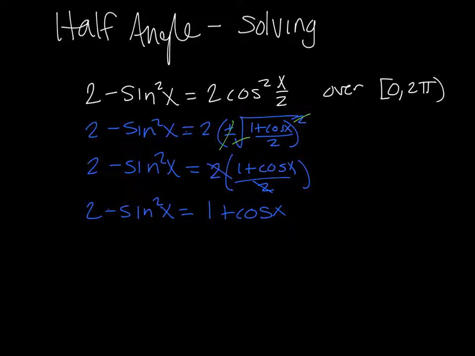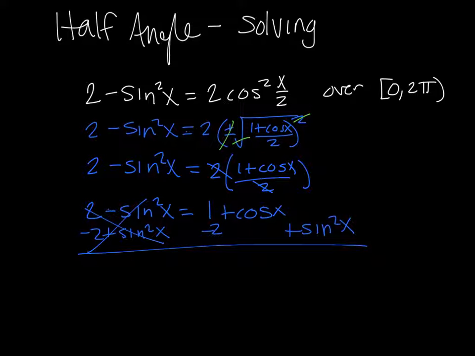And then, just like every other problem we've done, whenever you have something squared and something not squared and then constants, you get everything to one side and get it equal to 0. So we are going to add sine squared to the other side. And we are going to subtract 2 to the other side. So now here, this all cancels, and I get 0 equals. Then I have sine squared x plus cosine, and put everything in order, and then minus 1, because 1 minus 2 is minus 1.